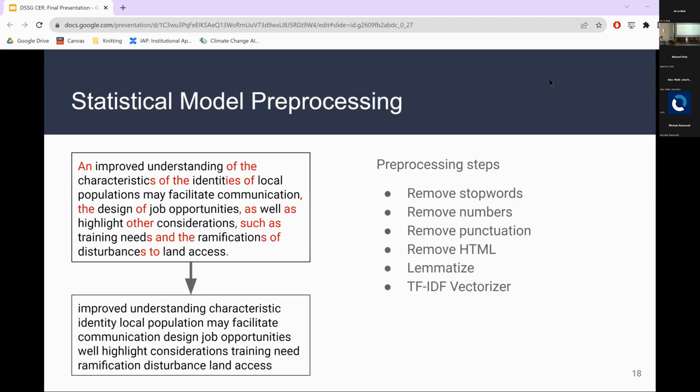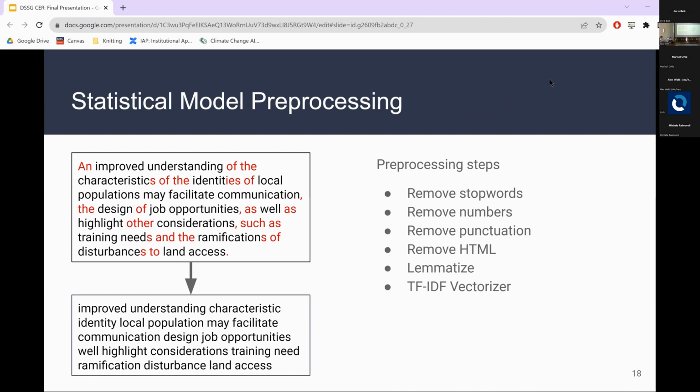Statistical models require a bit more pre-processing than something like Bert because they don't benefit from context like tenses or stop words in the same way that Bert might. So to pre-process for these models, we first removed stop words, numbers, punctuation, and HTML. Then we lemmatized our data. What that means is if you've got a plural or different tenses of a word, you remove that to get the base word so that you just get the core meaning of it.